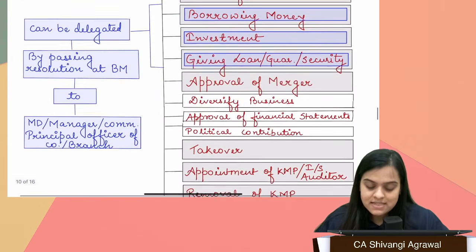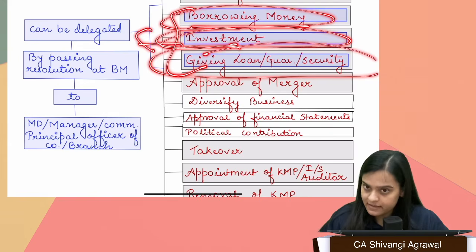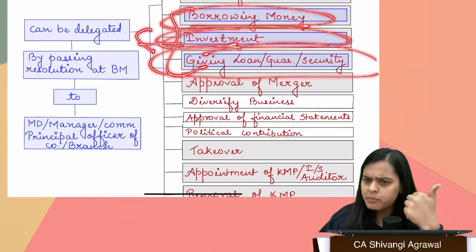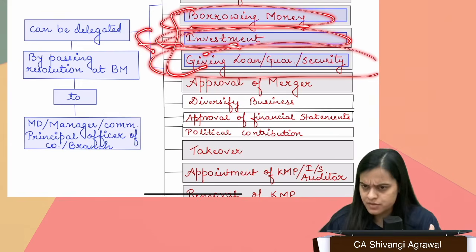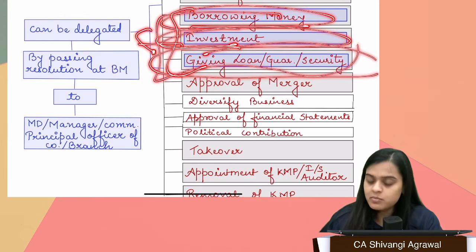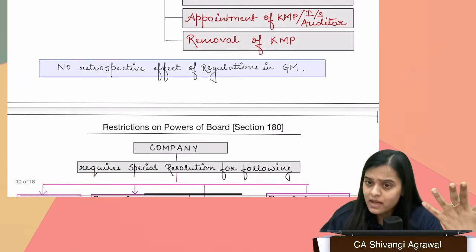Now, out of these, three powers, that is borrowing of money, investment of funds, and giving of loans, can be delegated. Delegated to whom? Maybe committee of directors, maybe MD, maybe manager, maybe any other principal officer of the company or of the branch, whatever the case be, right? So these are the three powers which can be delegated to them also. Okay, I hope that's clear.